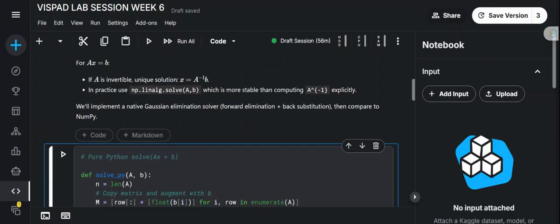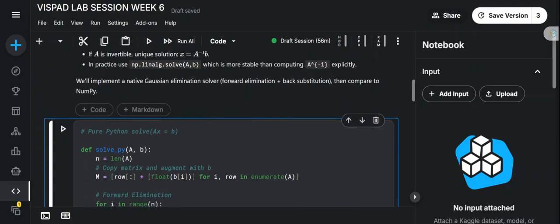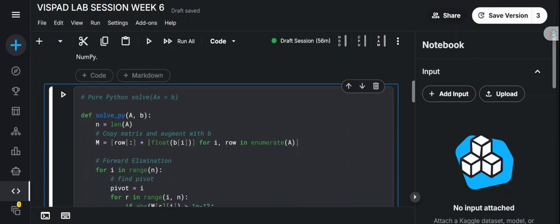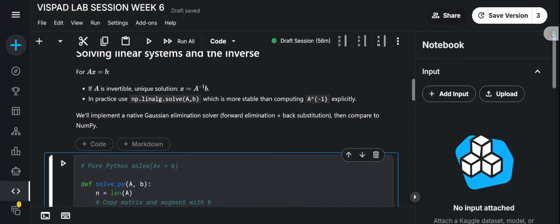Okay, so now let's see how we can implement this using pure Python. In numerical methods or in linear algebra, we have certain methods that we can use to solve a system of linear equations which have been converted into matrices. We have a certain method called the Gaussian elimination method, which consists of two main methods: forward elimination and back substitution.